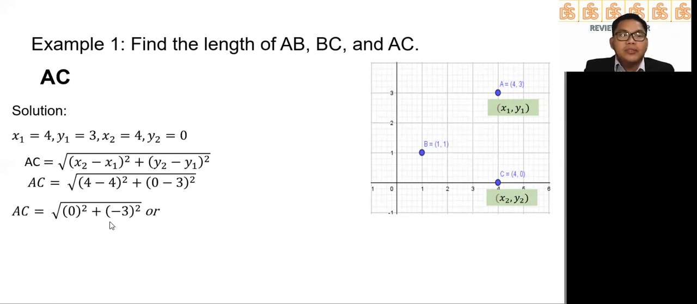4 minus 4 is 0. 0 minus 3 is negative 3. So 0 squared is 0, and negative 3 squared is 9. That's why AC is square root of 9. But what is the square root of 9? Correct, that's actually 3 units. So that justifies our answers, that even if we simply count the number of units, if 2 points are aligned on the Cartesian plane, whether vertically or horizontally, we can still get the same values.